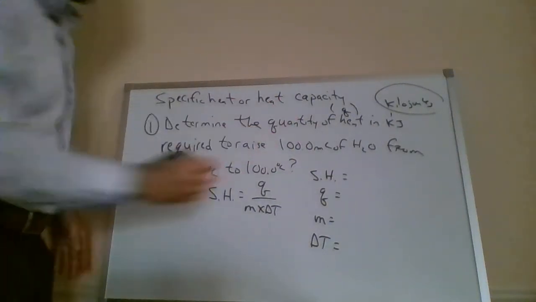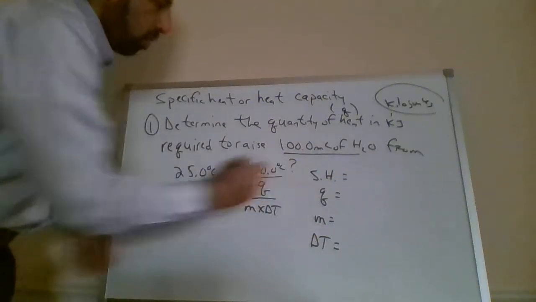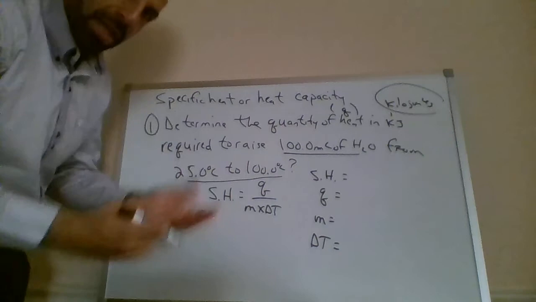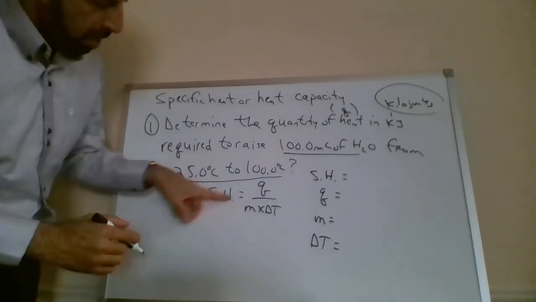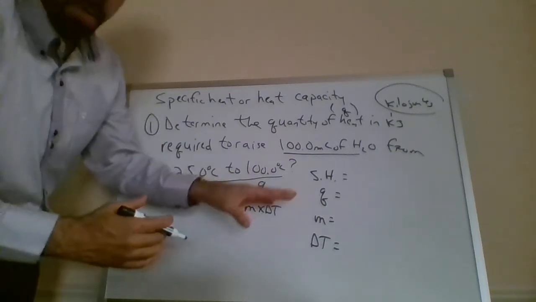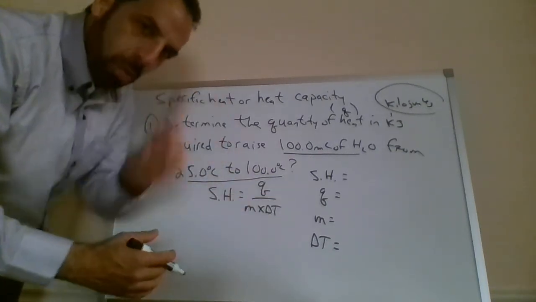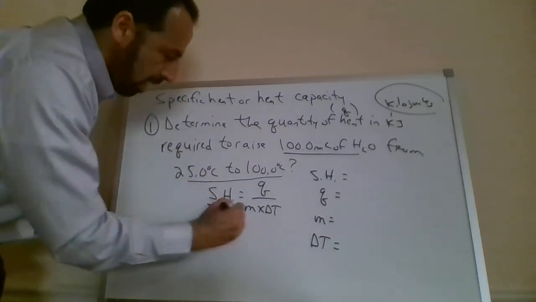Required to raise 100 milliliters of water. So say you're heating up some water from 25 to 100 degrees Celsius. Couple of things, kind of recognize this as a specific heat problem. And so this is the specific heat equation. Whenever I'm doing this, I like to write down what I have, and you should have just one unknown. Another way of writing this equation is I can kind of cross multiply.